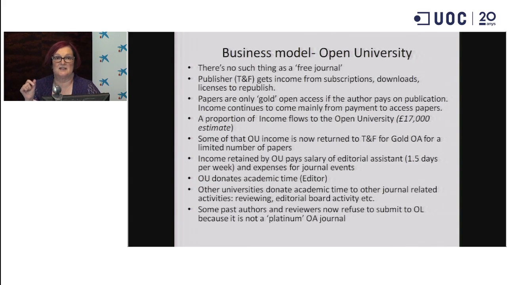Taylor and Francis gets income from subscriptions, downloads, and licenses to republish. If papers are gold, then the author pays on publication, but mainly income is not coming from that. That's a very small proportion of activity, probably only about one or so each issue. So it comes mainly from various ways of paying to access the papers. A proportion of that comes back to the university, roughly £17,000. And we use that now.